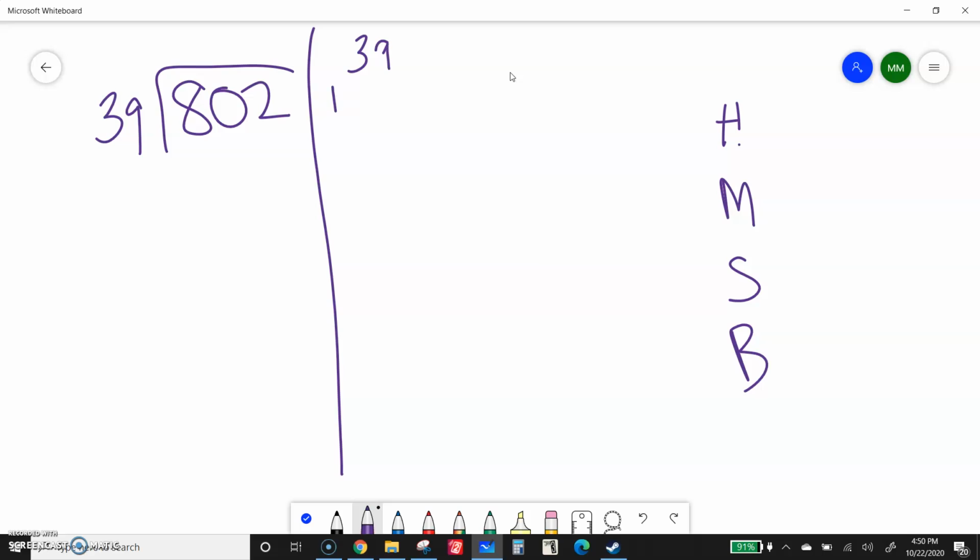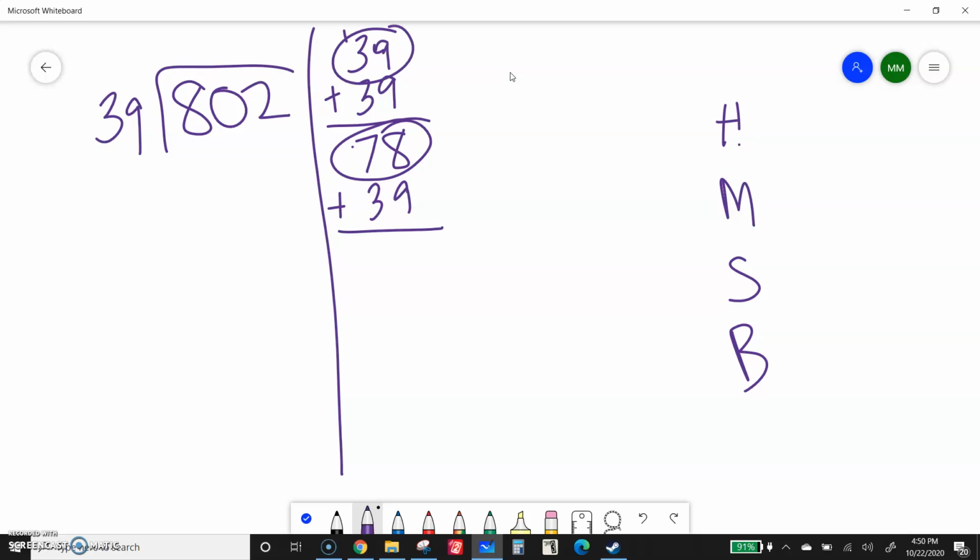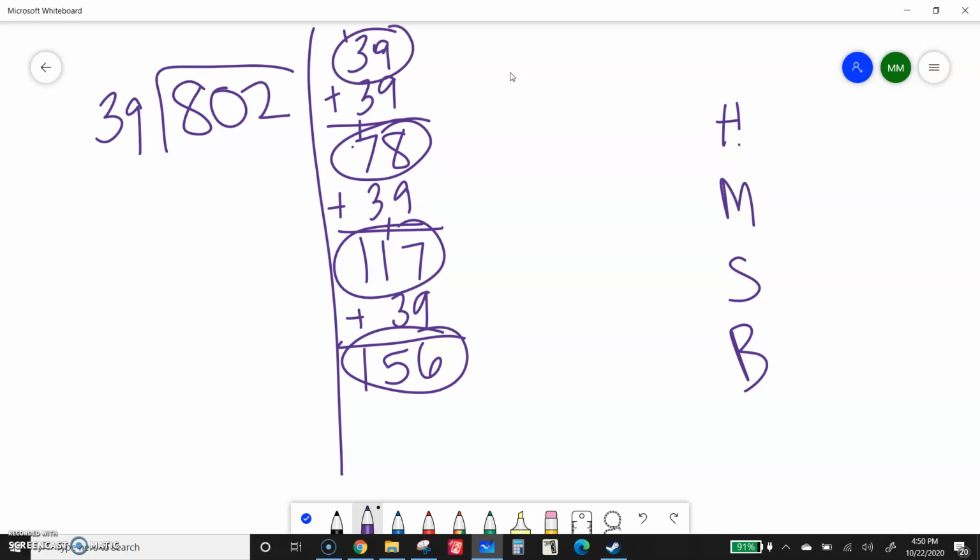Okay, need to write some multiples of 39. It's my first one. It's always my first one, not just the number itself. 18, 6 plus 6, 3 plus 3 is 6, plus 1 is 7, plus another 39, 117. Okay, we'll just do a couple more. Maybe 7 plus 9 is 16. 2 is 5, so 156.